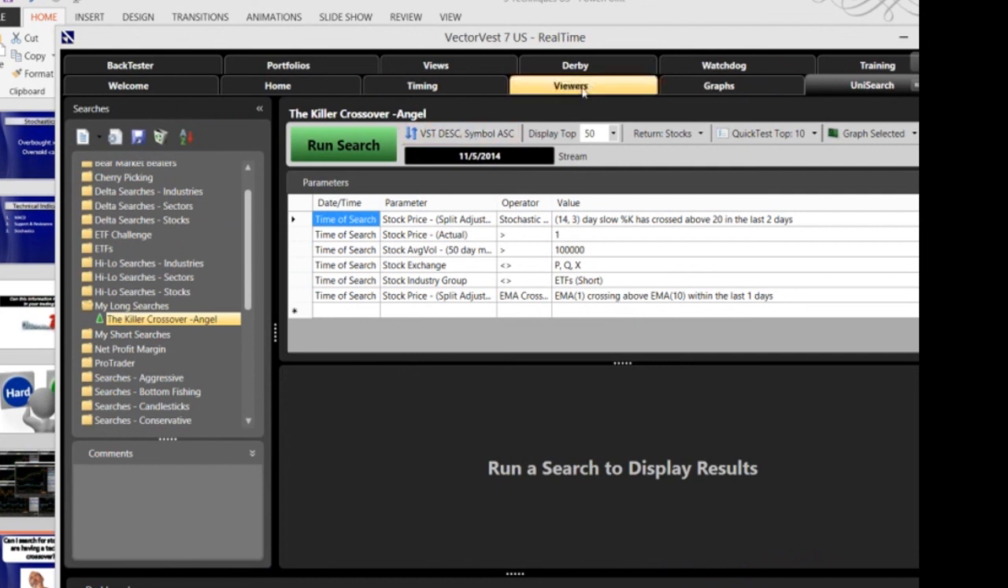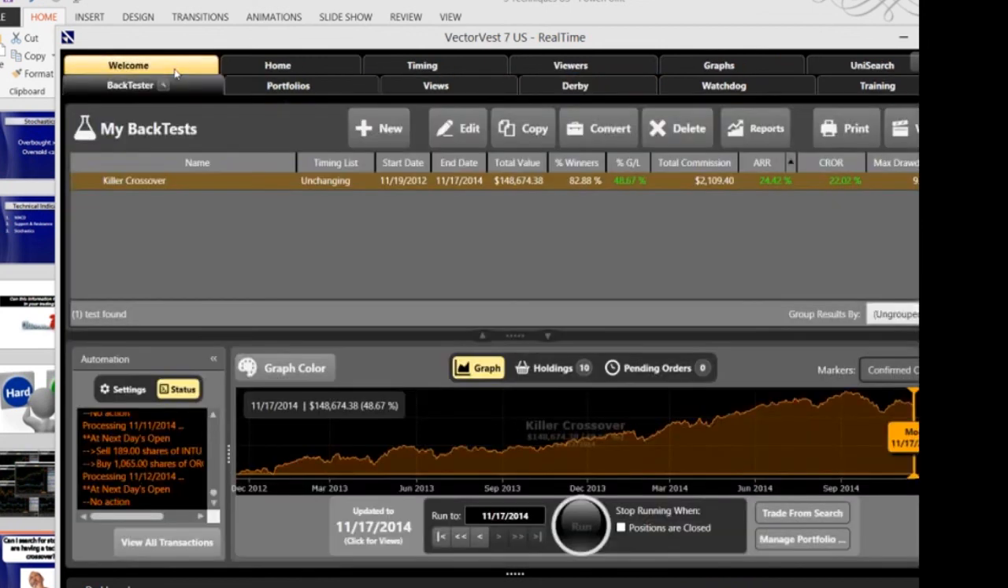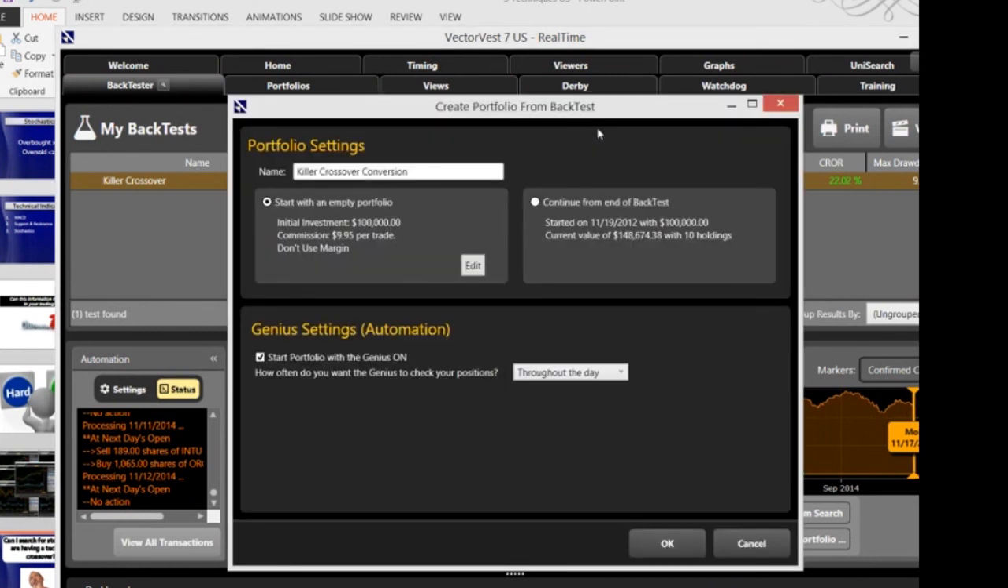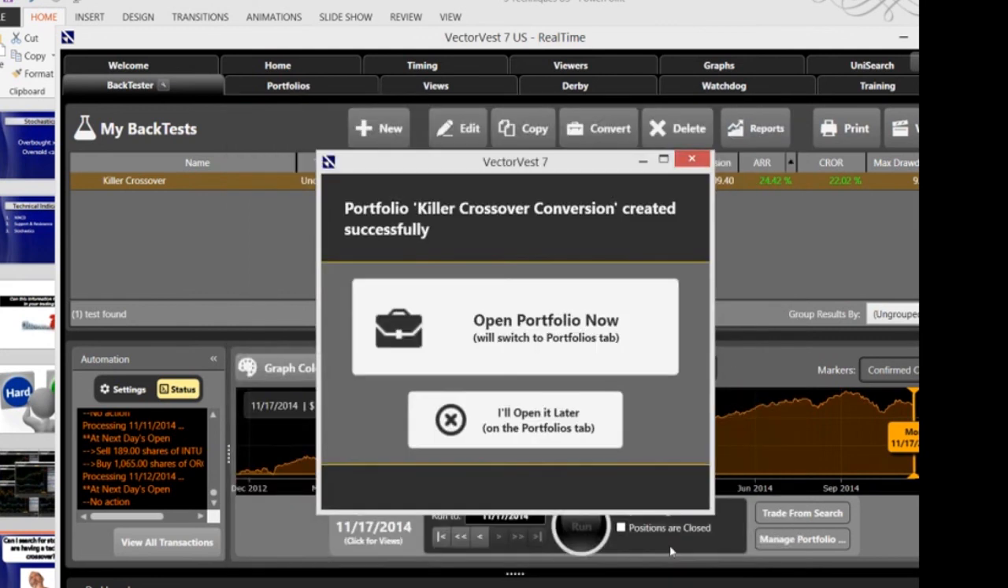And how I did that, well, you just saw the back tester. I'm sorry, I would show you how it works, but I know we don't have enough time. So I did my back test and said, okay, well, now I want to see how this works in real time. So I just click Convert, and I want to start, let's say, with an empty portfolio, or I can just continue from my test with all of those positions I still have. And it says Start Portfolio with the Genius on. So that's the tool that's going to allow me to trade this automatically, send me alerts when there's any new trades to be made. So I'll go ahead and open that portfolio now.